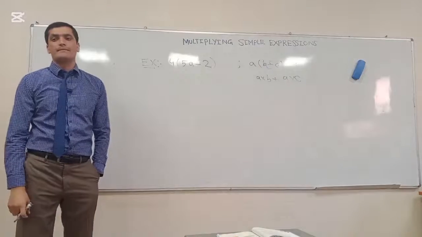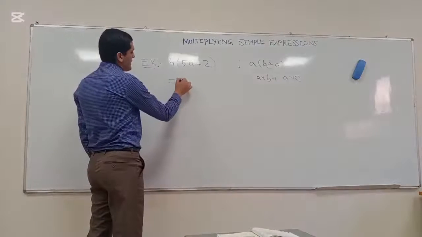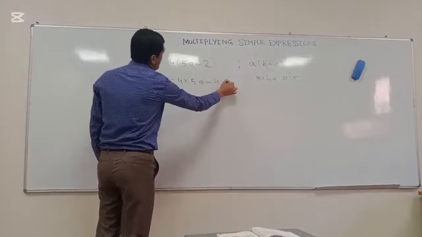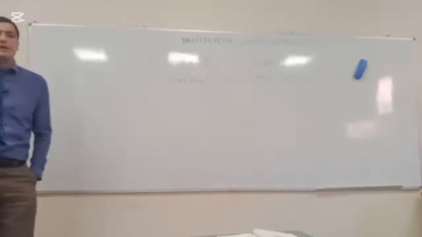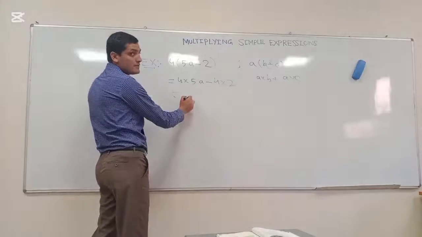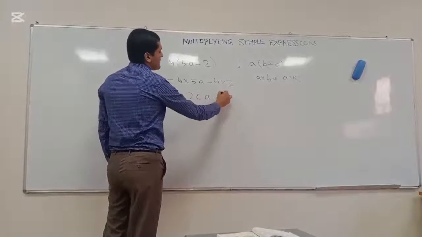Tell me. Great. 4 multiplied by 5a. Great, that's really appreciated. So 4 multiplied by 5a minus 4 multiplied by 2, and this becomes 4 multiplied by 5, which is how much? 20. So 20a minus 8.